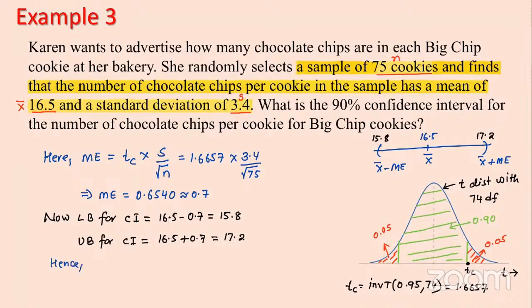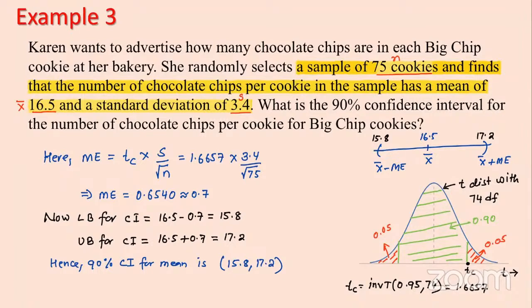Hence, the 90% confidence interval for the mean is from 15.8 up to 17.2. Right? 15.8 up to 17.2.